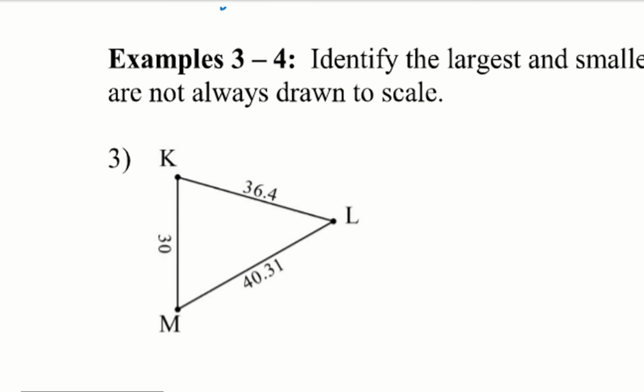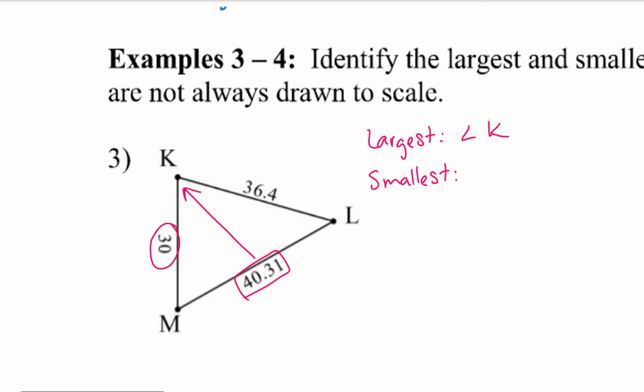Okay, so I'm trying to find the largest angle and the smallest angle. So we have largest and smallest. Alright, so I'm going to first find my largest side, which is 40.31, and go across, which is angle K. And then my smallest, I'll go ahead and find my smallest number and go across, so angle L is my smallest.